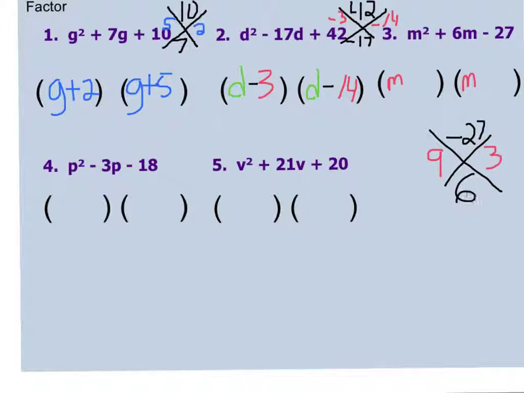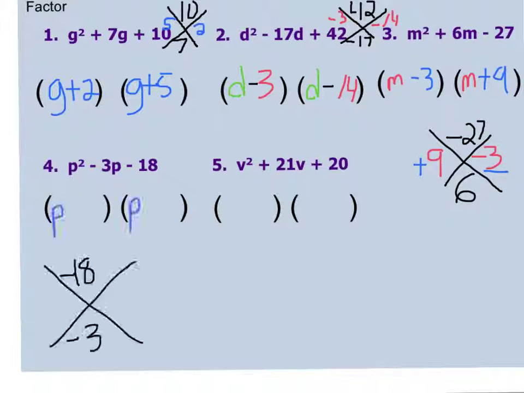This is where I have to look at my sign. This is positive, so that means my bigger number has to be positive, and my smaller number has to be negative. So here's what I'm going to do. I'm going to take the negative 3 and put it here, and I'm going to take the positive 9 and put it here. Let's check. Negative 3 times 9 is negative 27, but if you say 9 plus negative 3, you get positive 6. Okay, I set this one up.